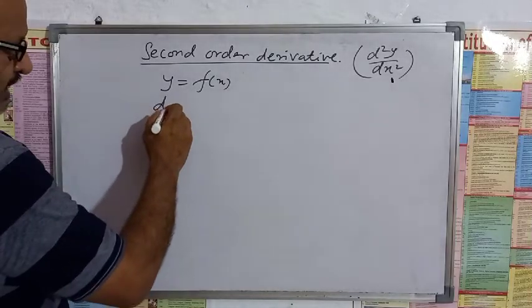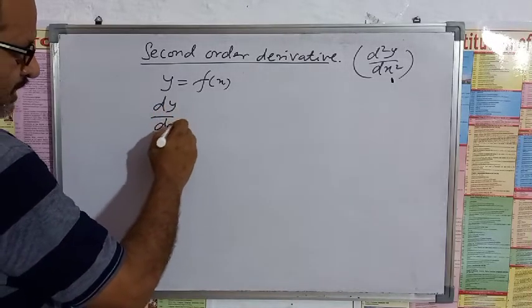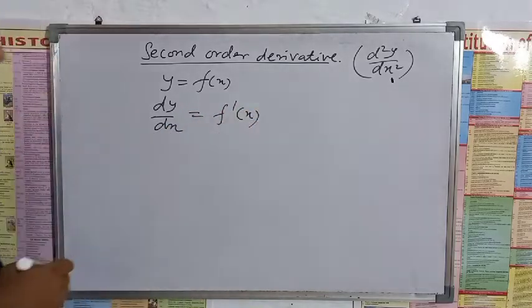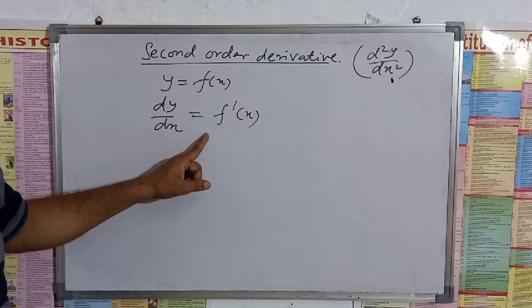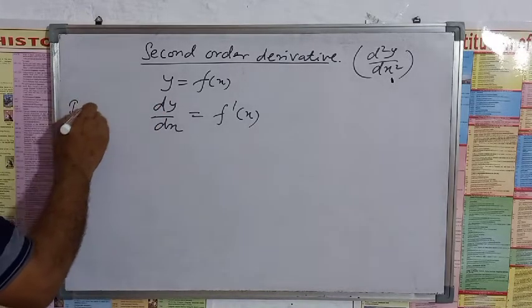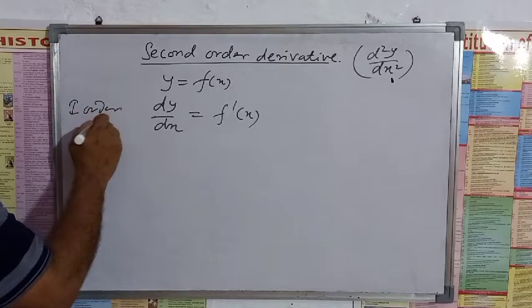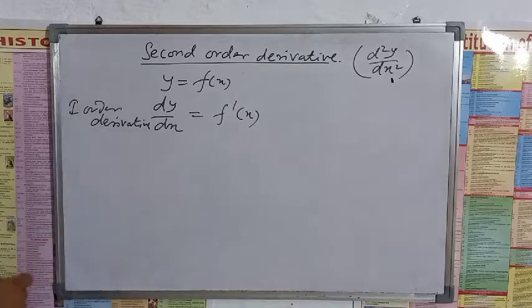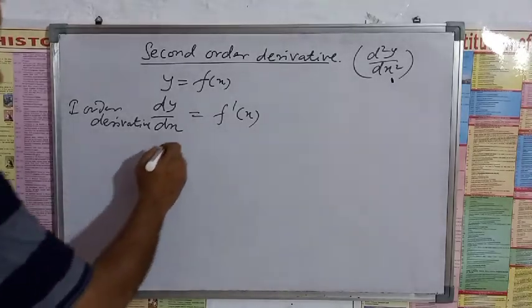So what is first order derivative? Dy by dx, we can write it f dash x. F dash x means first order derivative. Dy by dx means first order derivative. Again differentiating.